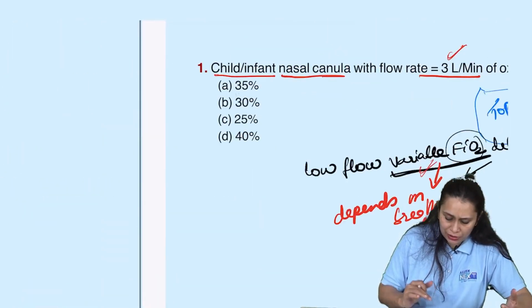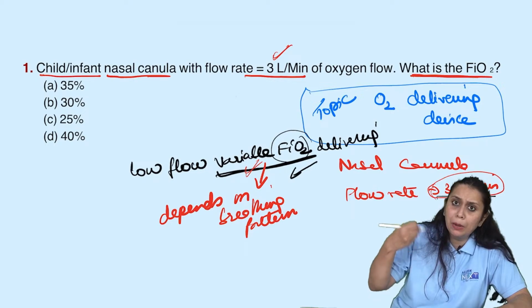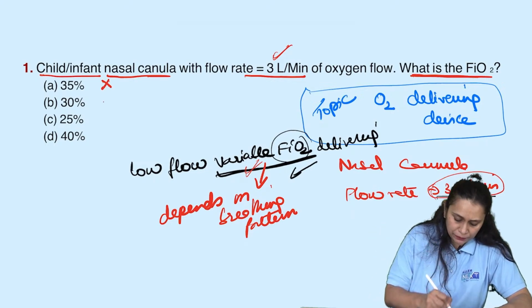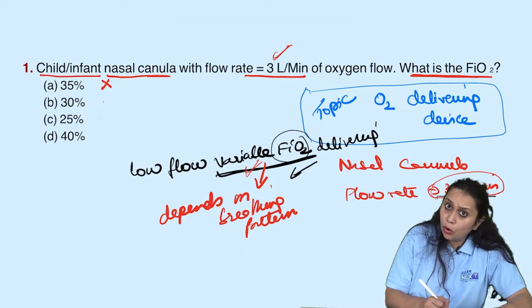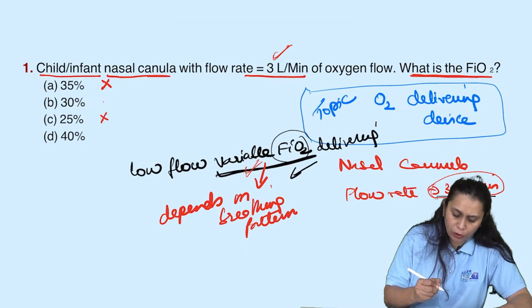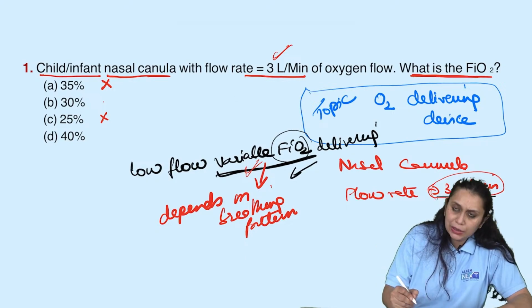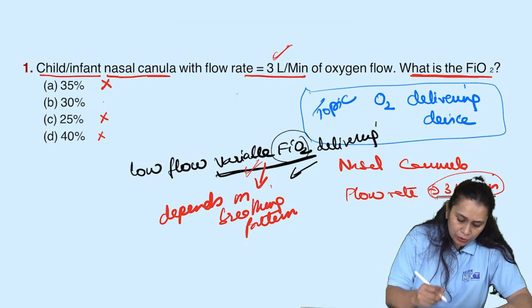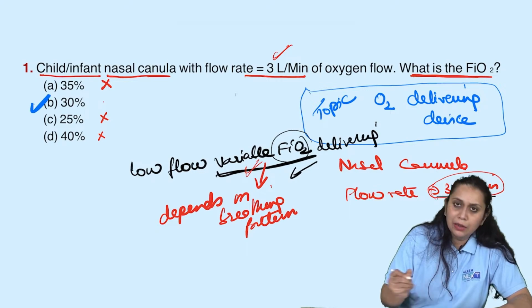So what are the options in the question? 35%. It is above 33%, so I don't think this should be the answer. 30%, let me keep it. 25%, it is well below. No, it will also not be the answer. 40%, it is well above the 30 to 33%, so it cannot be the answer. So the answer has to be 30%, right?